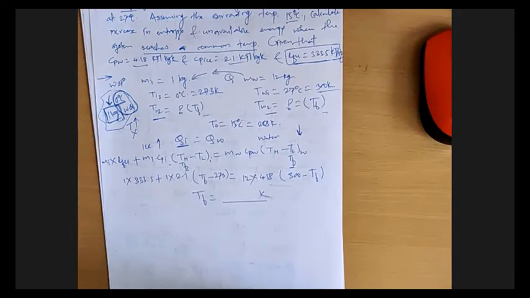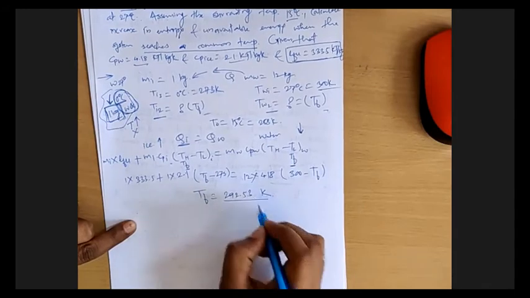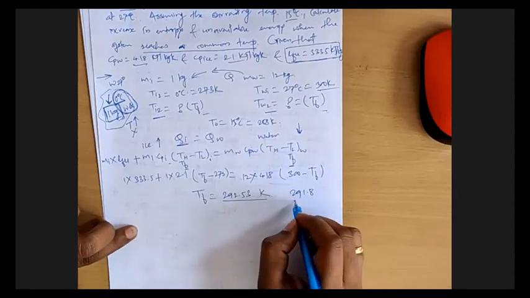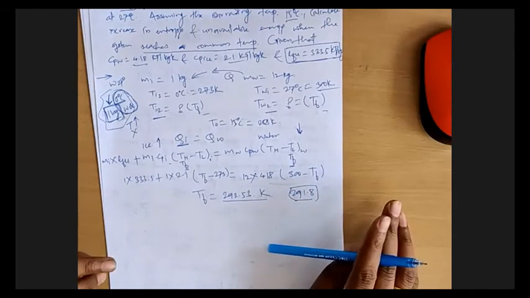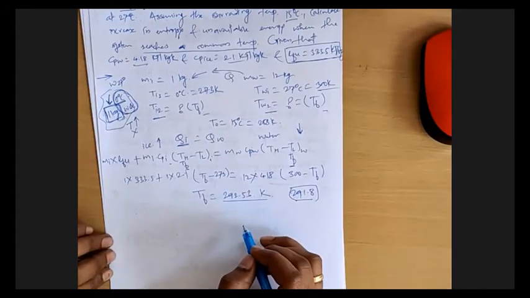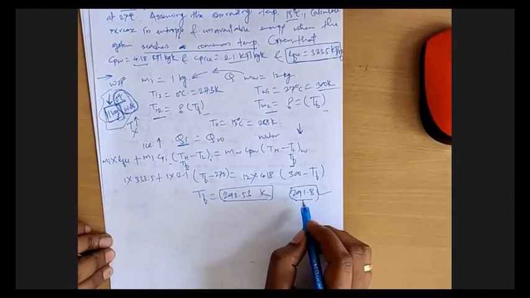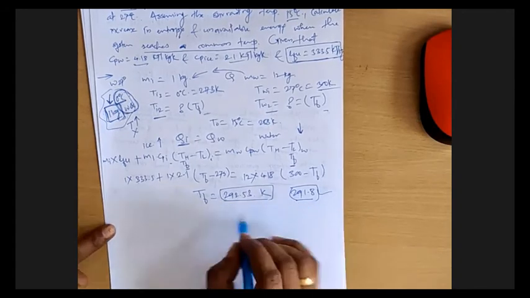Sir, 292.53 Kelvin. 292.53. Okay. I have got 291.8. See if anybody has got any different answer. Yes, sir, 291.8. Okay, so this is the final answer. Abhishek, check your answer once again. The answer has to be 291.8. Okay, so now we have got the final temperature.